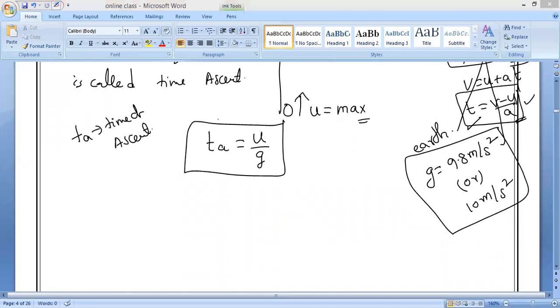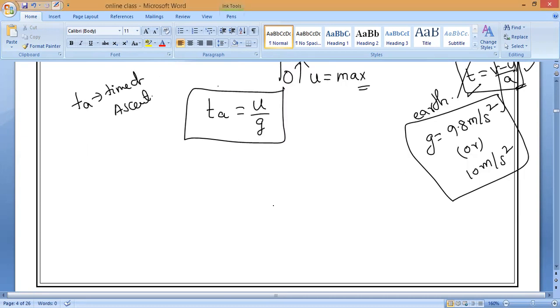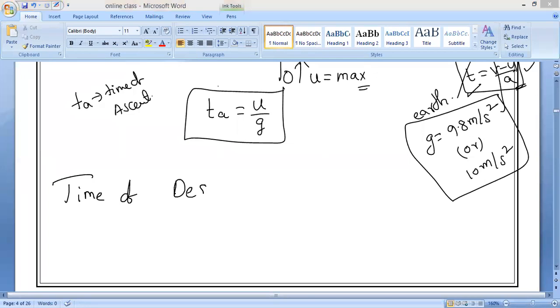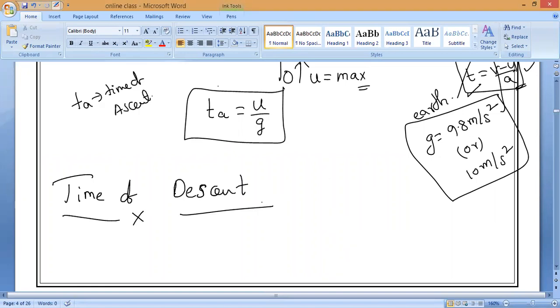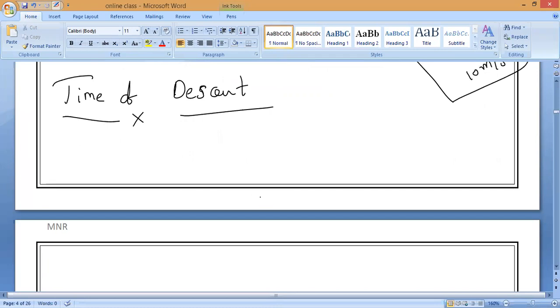Next, time of ascent. Next, opposite to ascent, what will come? Time of descent. Understand, everyone? Please keep noting. Danishkar, do you understand? D-E-S-C-E-N-T. Harish, is it useful for your exams? It will definitely help you to solve the numericals more efficiently. But you have to remember all the formulas and use them based upon the situation.